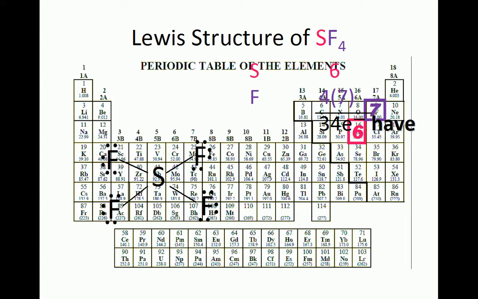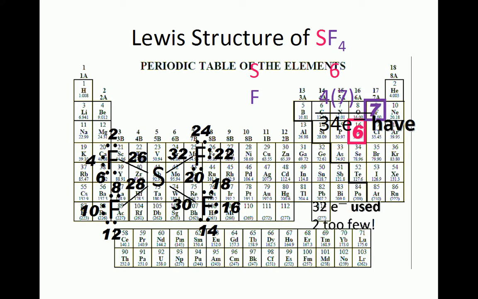When we count the number of used electrons in the preliminary structure, we get 32 electrons. 2 electrons too few. To remedy this, we place the extra 2 electrons on the sulfur atom as a lone pair. When we recount, we see that we have now used the correct number of electrons.